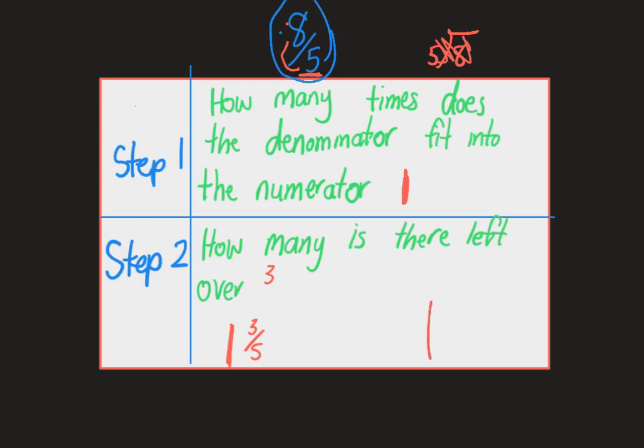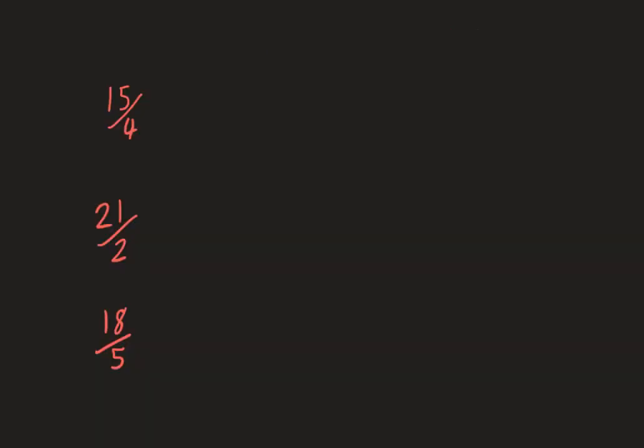Now, the second thing is how much is left over once I put the 5 into the 8. Once I took away that, you realize there's 3 left. So how many is left over? 3. And the denominator always stays the same. It should always be 5. I know that was really confusing how I just did that, and I'm going to slow it down now and show you how I would do it in a bit of an easier way, and we'll do it a few times.